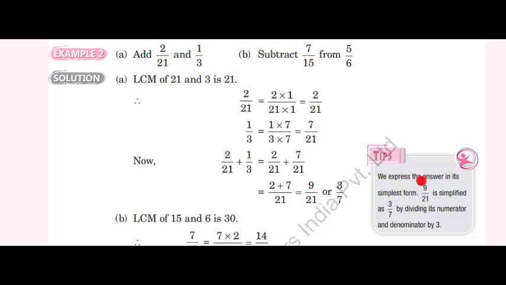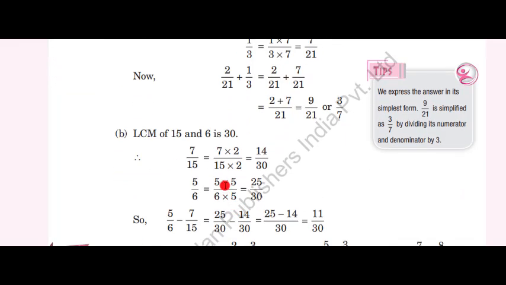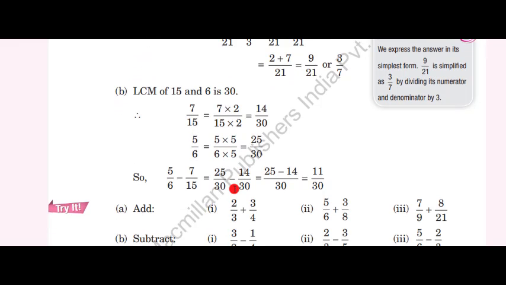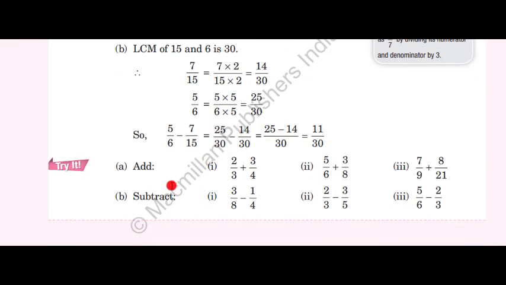So in the tips it says that we can express the answer in the simplest form, that is, 9 by 21 is simplified to 3 by 7 by dividing the numerator and denominator by the number 3. Now we'll take one more example, 15 and 6, whose LCM comes out to be 30, making their denominators the same by multiplying by the numbers, and then we are supposed to subtract and we get the result. Again, a try this is there for the addition and subtraction part. Do these questions in your classwork copy.